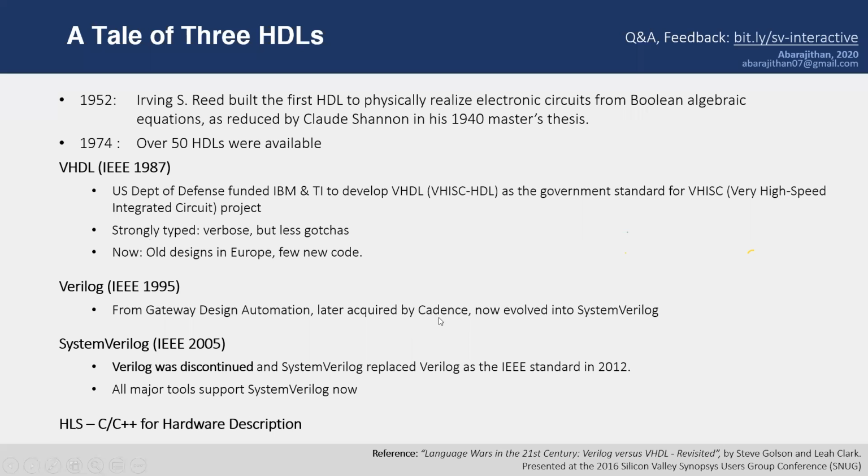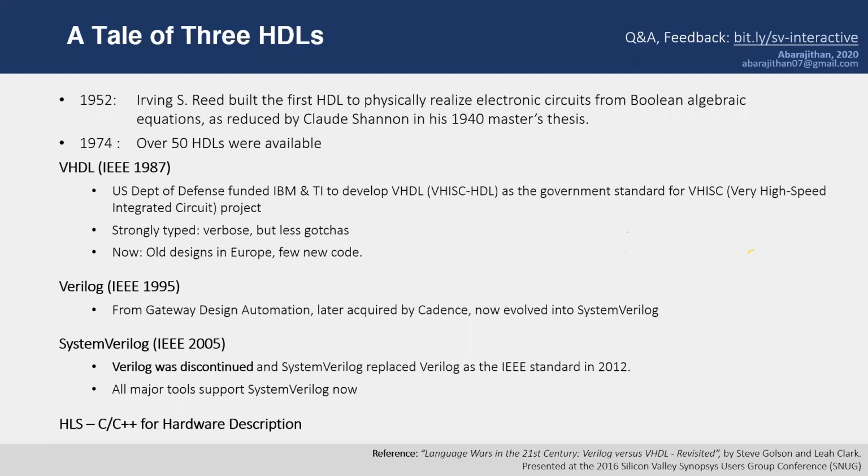Later it was acquired by Cadence, and now it has evolved into Systemverilog. Systemverilog was started around 2002 or 2003. Even Verilog was too old and didn't have certain features, so they introduced new features to Verilog and created a new language called Systemverilog. Systemverilog is a superset of Verilog, so you can take existing Verilog code, change the extension to SV, and it will work.